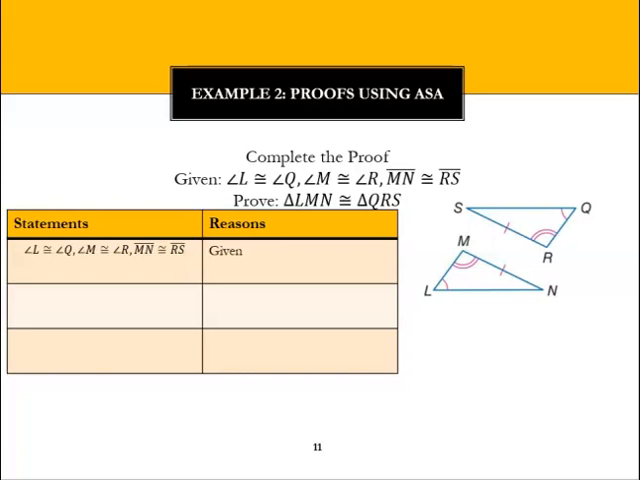Okay, so the next thing, I'm going to give you the statement here, because you probably could figure that one out on your own. So the statement here is that angle S is congruent to angle N. Go ahead and choose, though, from the reasons provided, what the correct reason for that would be.